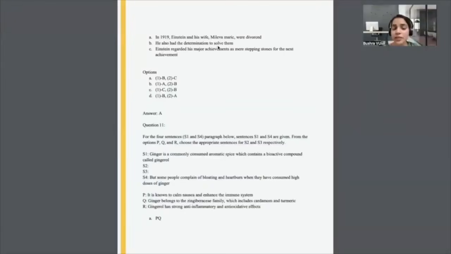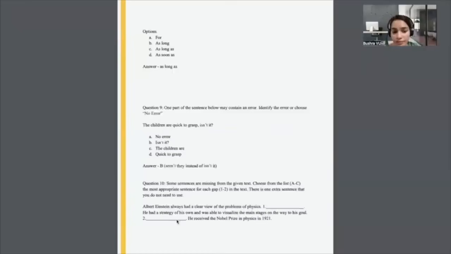He also had the determination to solve them. So that comes here. He had, see, again, third sentence. If you look at the third sentence, it starts with "he" again, because it's a pronoun. The only sentence which is going to have the name is the introductory sentence, which is going to be the first sentence. The rest of the sentences are always going to have pronouns used. He had a strategy of his own and was able to visualize the main stages on the way to his goal. Okay. And next, until then it's over. Now, dash, he receives the Nobel Prize in 1921.